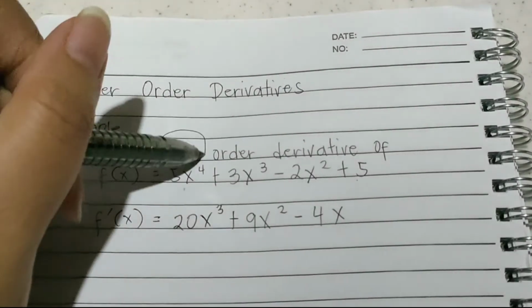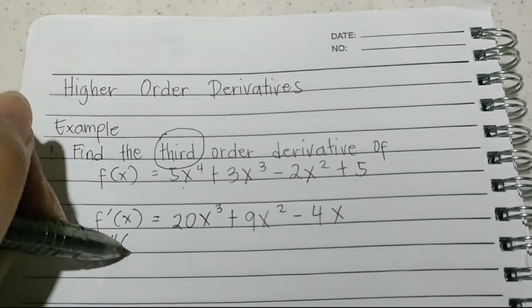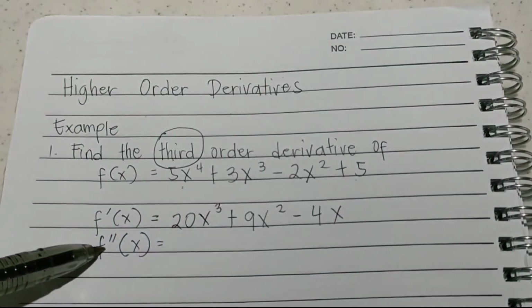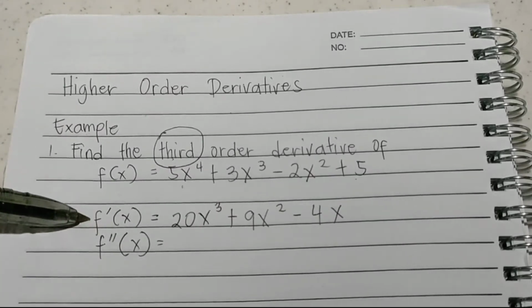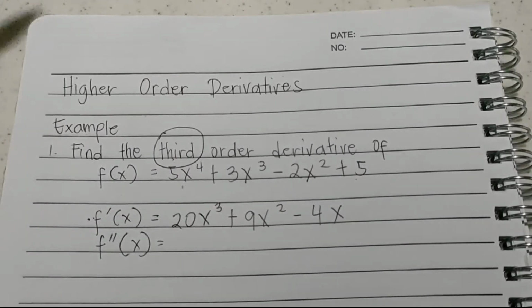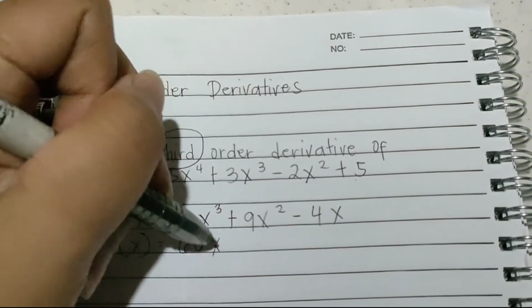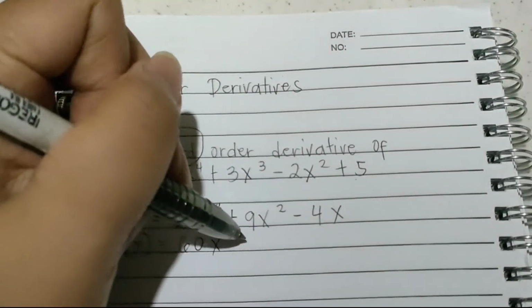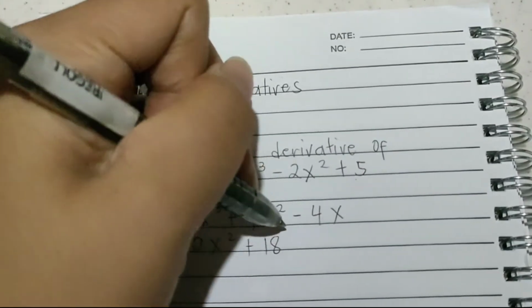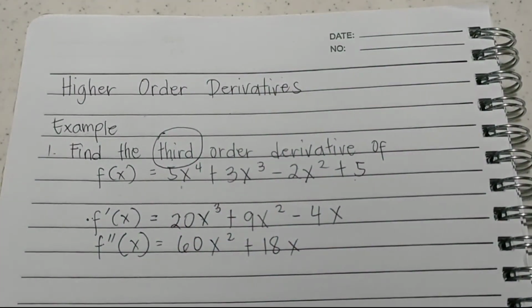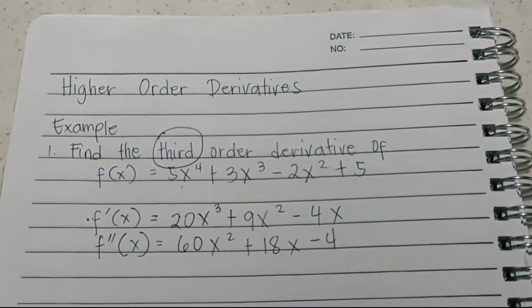Pang third, ang hinahanap natin ay third. So, second order, f prime prime of x. Ganyan. So, or the second order derivative. It means, kukunin naman natin yung derivative ni first order o yung f prime of x. So, 20x cubed is magiging 60x squared plus 9x squared, ang derivative ay 18x. Derivative ni 4x, minus 4x, is minus 4 na lang.